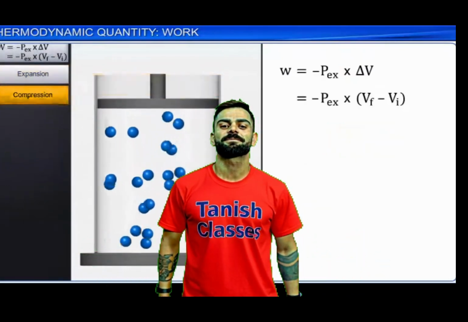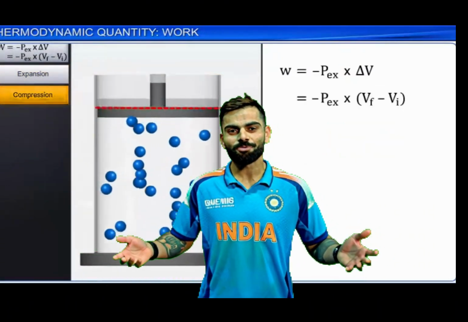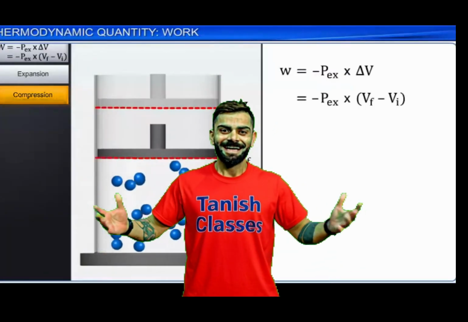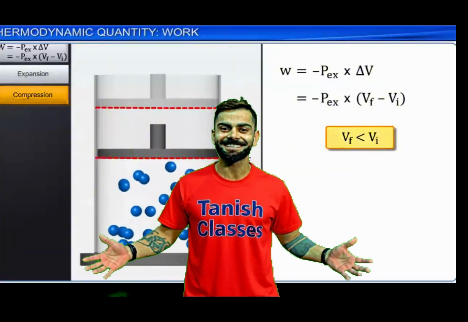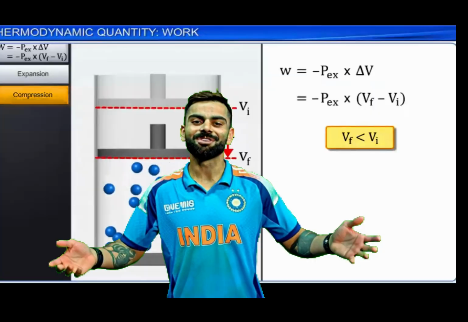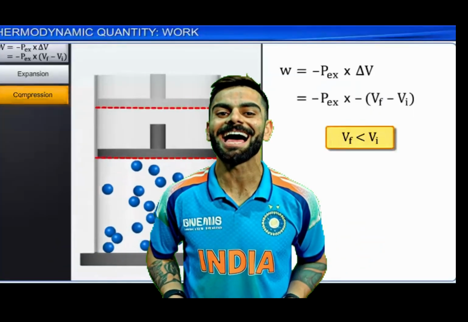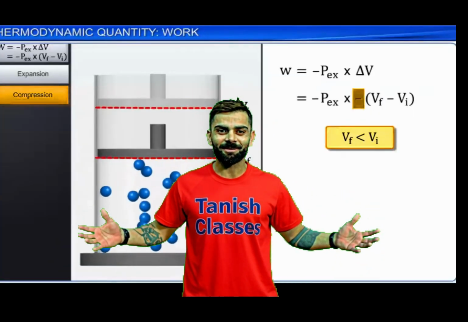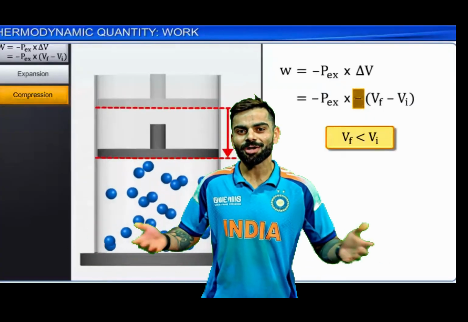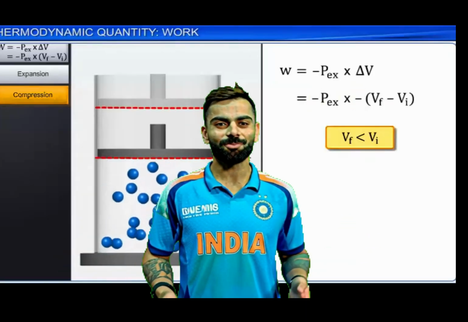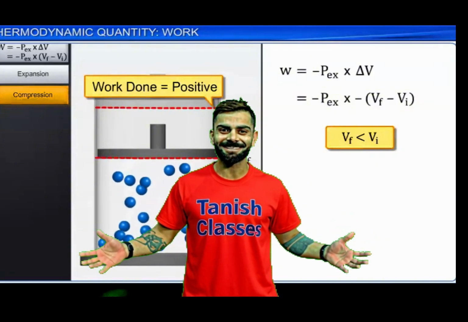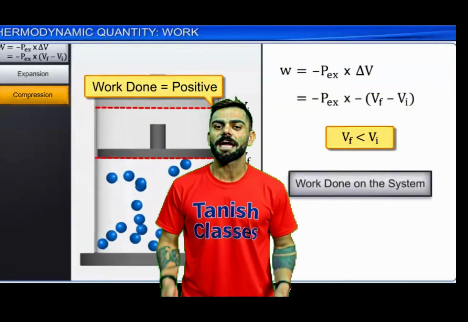Similarly, if the gas compresses, VF will be lesser than VI. On substituting the values of volume in the equation of work, we get a negative volume. When this negative value is multiplied with the negative external pressure, the resultant work is positive. Then we can say that work is done on the system.